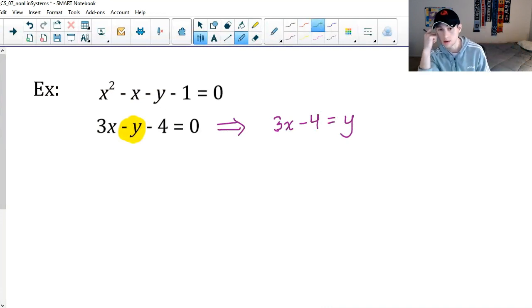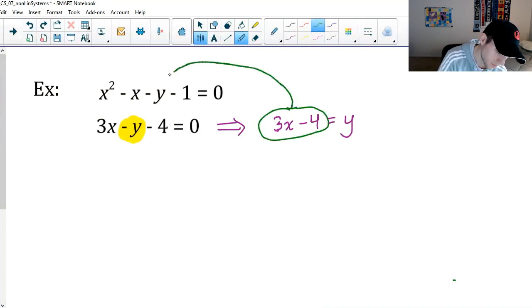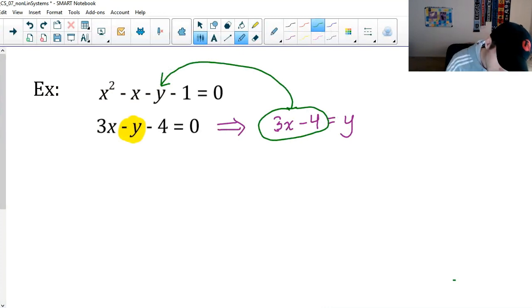So just adding y to both sides. From there, I now have an equation that's y equals. So I'm going to take 3x minus 4, and I'm going to substitute it back into my first equation for y. Okay, solving by substitution.